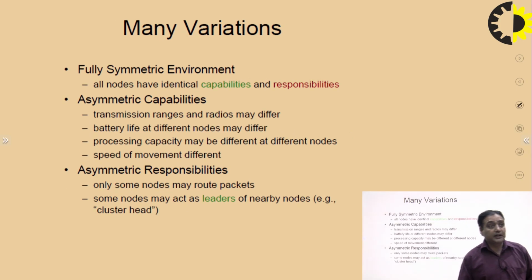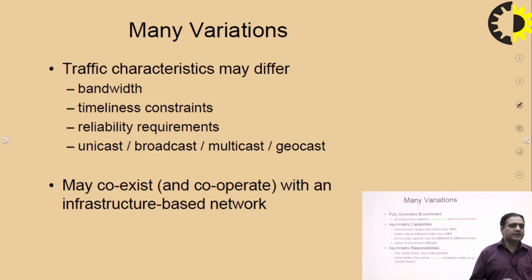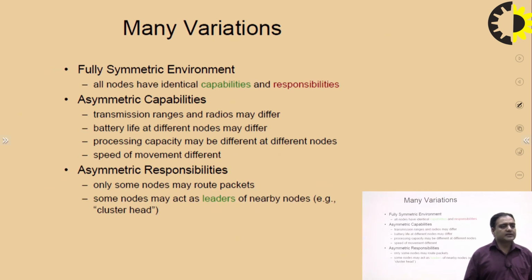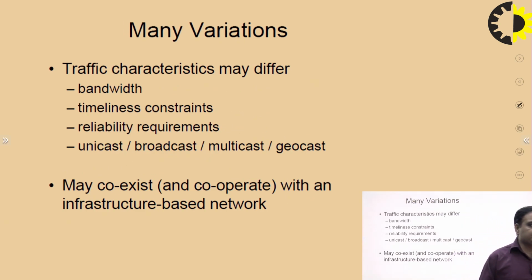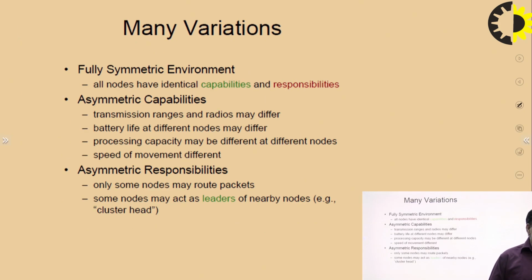The next point is the many variations in mobile ad hoc networks. First is a fully symmetric environment, second is asymmetric capabilities and asymmetric responsibilities. Traffic characteristics may differ, and the network may coexist with infrastructure-based networks. Mobility patterns may be different, that is, mobility characteristics. These are the different variations we have seen in mobile ad hoc networks, that is, MANET.